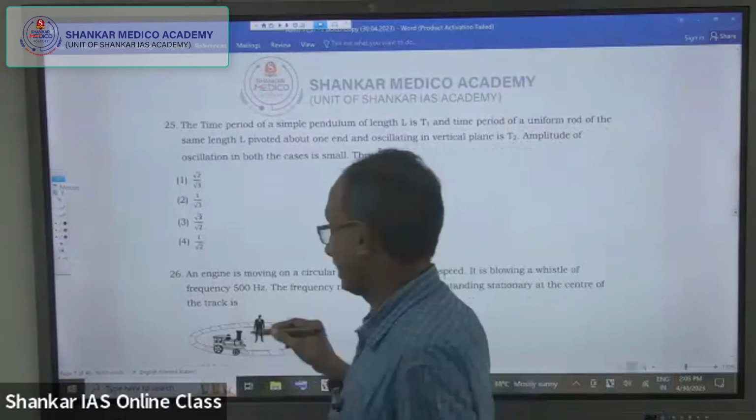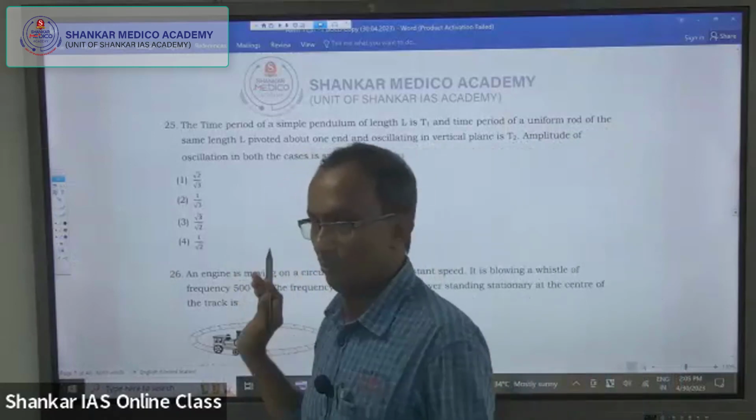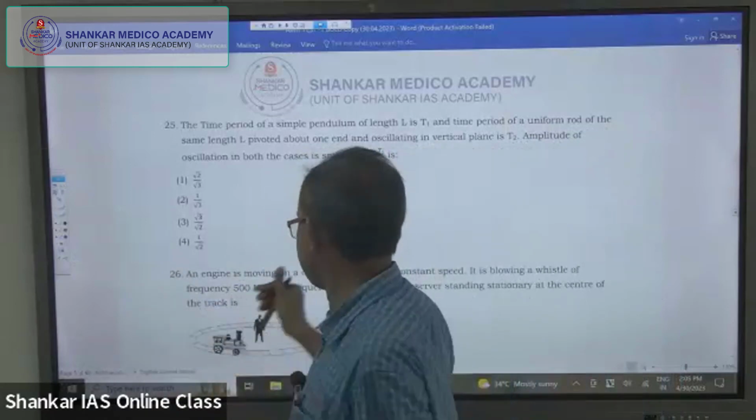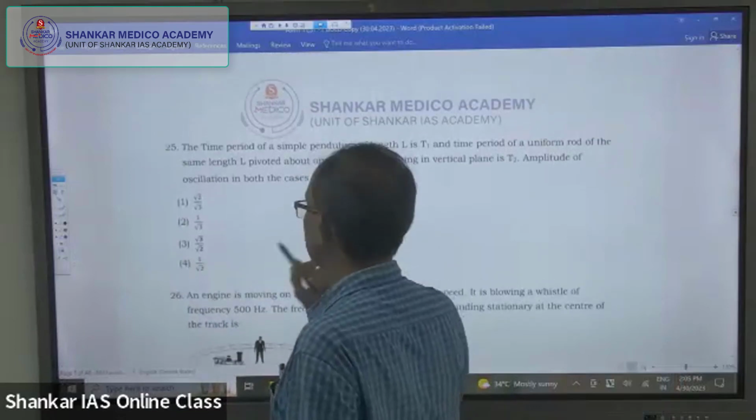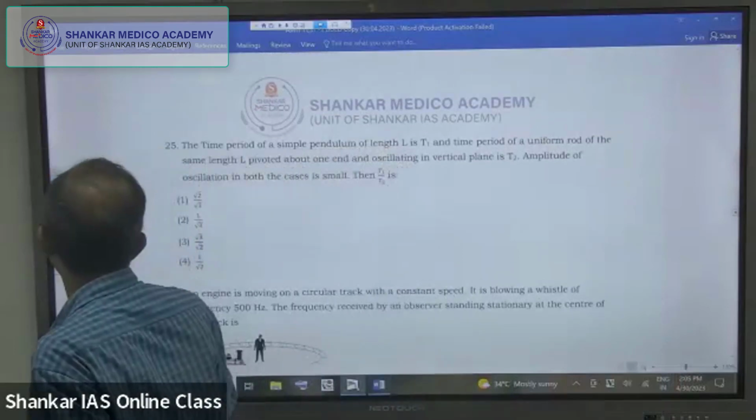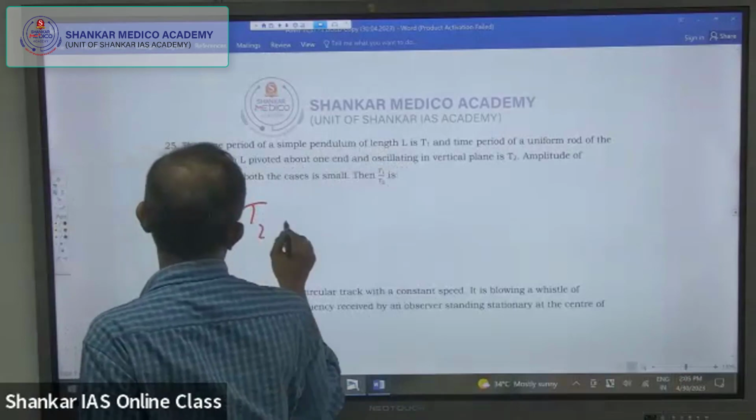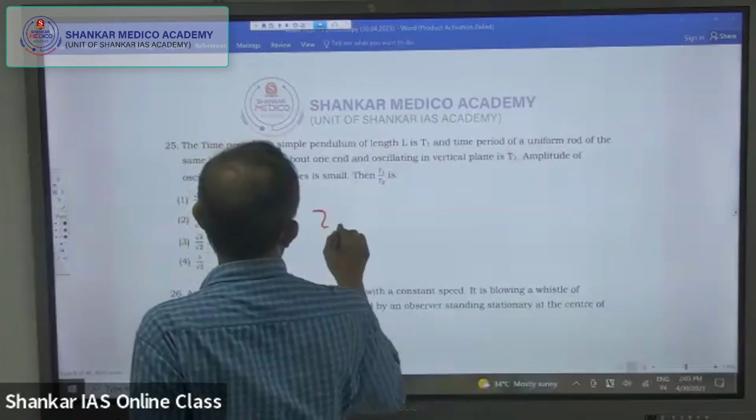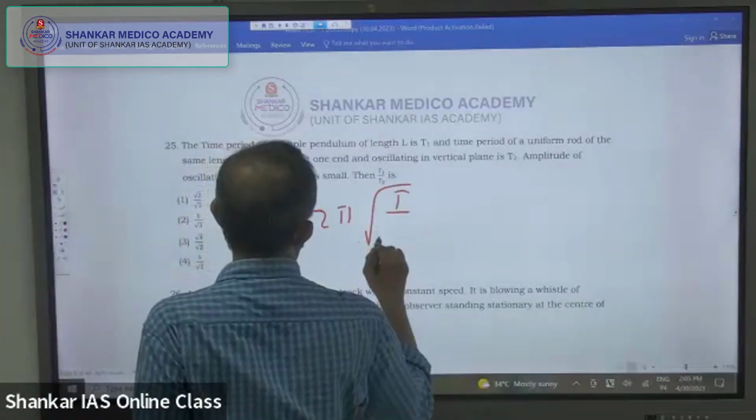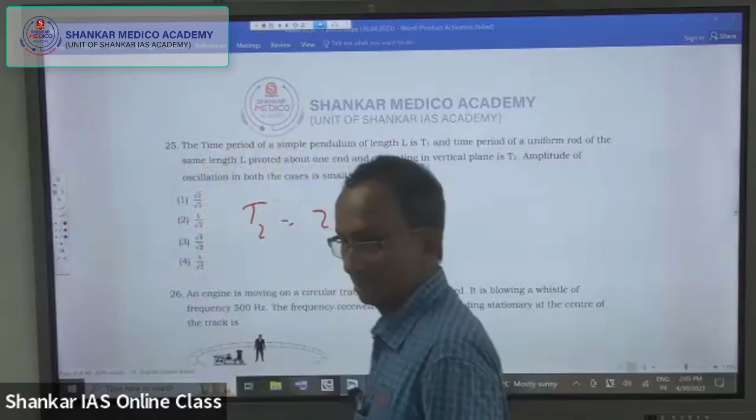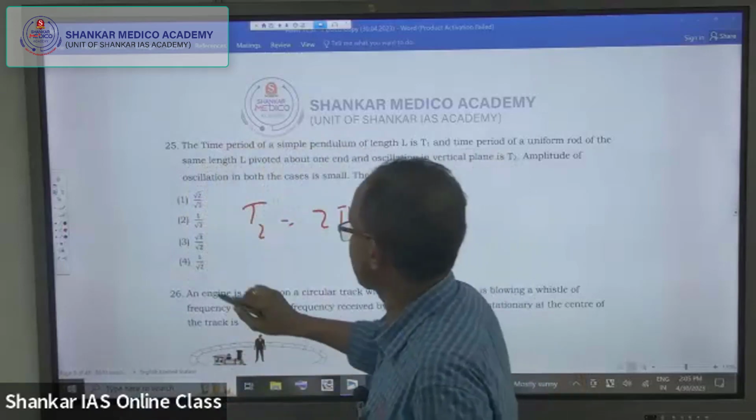Here the relation is T equals 2 pi root of L by G. In the second case, T2 equals 2 pi root of I by ML. That's the second equation. When you solve this, you will get the answer as √3/2.